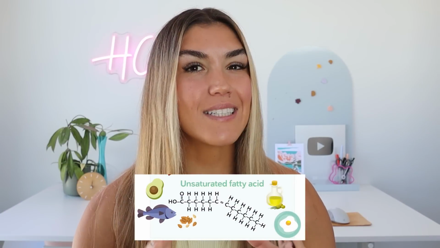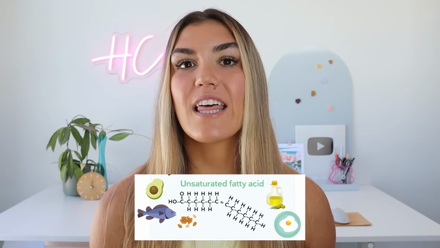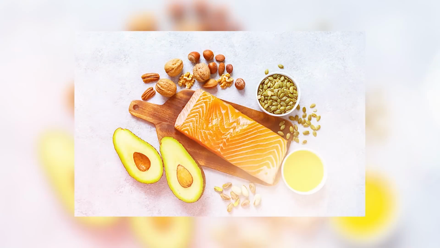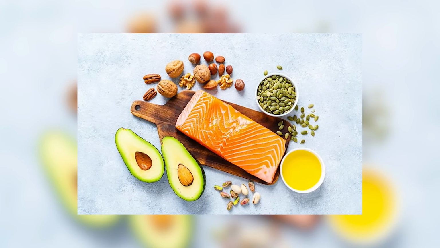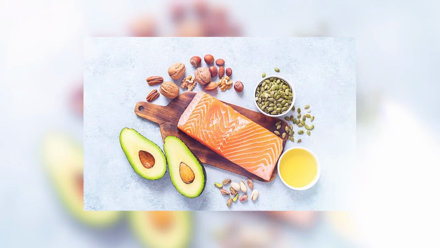Unsaturated fats are slightly bent, meaning they can't pack together as tightly, and this is why they are liquid at room temperature. Examples of food high in unsaturated fat that are good for you are olive oil, avocados, and eggs. Now, most foods that are made up of fat contain some combination of both saturated and unsaturated. For example, butter is 66% saturated and 34% unsaturated.